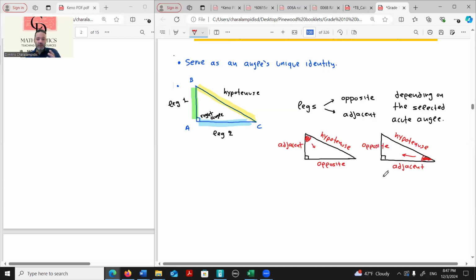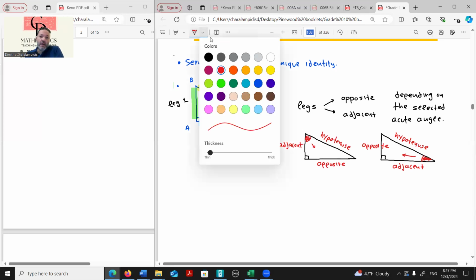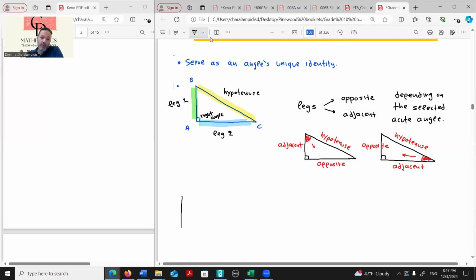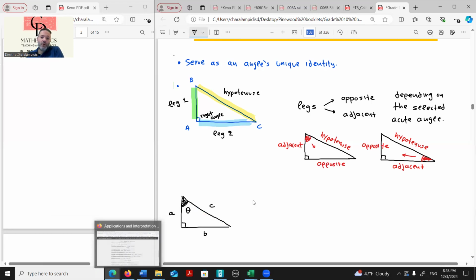Why do I need to know this? Why do I need to be able to classify the adjacent from the hypotenuse? Because by using them, I will now be able to determine the sine and cosine. Let's take this angle and let's call that theta. And let's call the three sides A, B, and C. So obviously C is the hypotenuse and A and B are the legs.